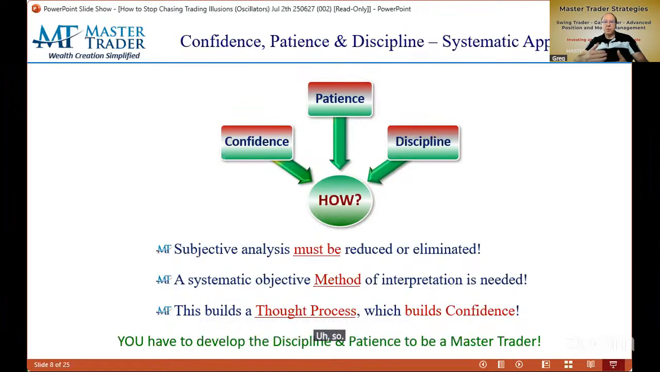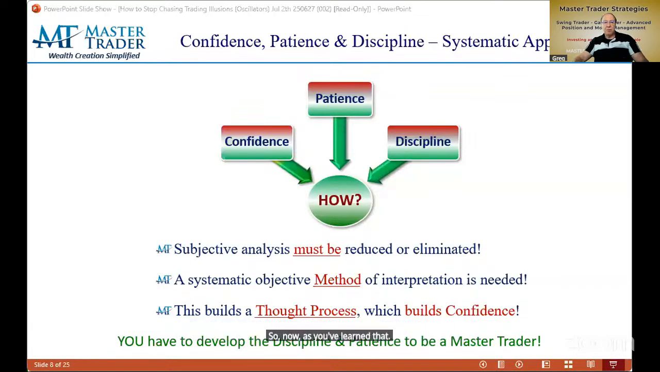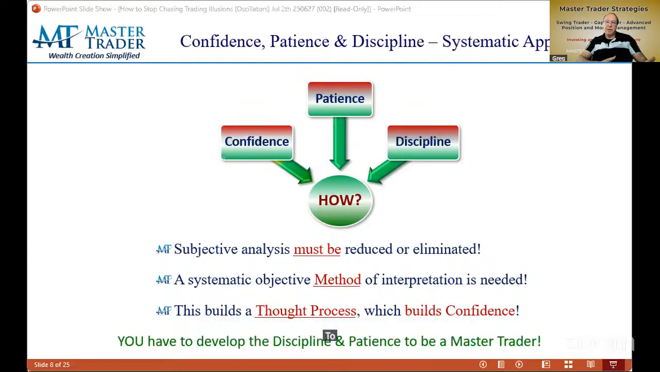So once you do that, you have confidence in what you've learned. You have to learn first. Then you have to learn that things don't set up based on what you've learned that you have confidence in every single day. Sometimes they do, sometimes they don't. It could be feast or famine. So now, as you've learned that, if you break the rules, you get punished. It's painful. You lose money. So after a little while, you gain the discipline to have the patience to wait for the pitch, so to speak, that you have confidence in. And there are going to be times where you have to sit on your hands. We call that SOH.